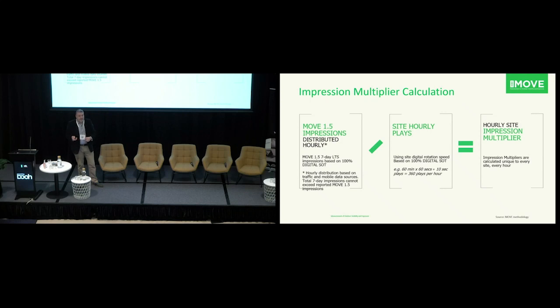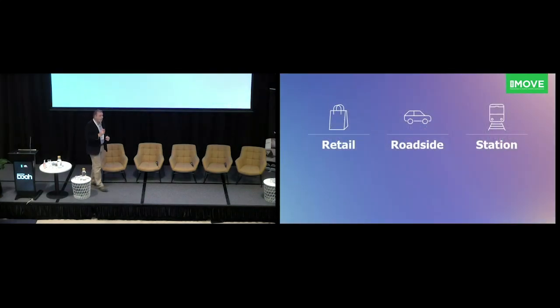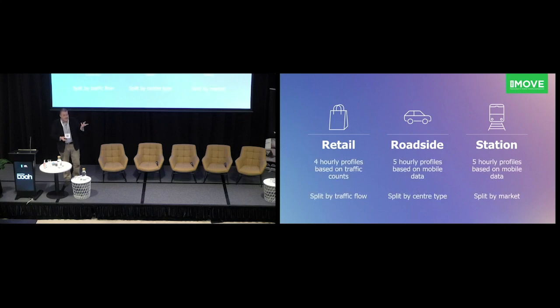That is the impression multiplier formula. At the moment, in Move 1.5, we have developed impression multiplier metrics across these three environments: retail, roadside, and station environments. In developing these profiles, which I'll show some of them in a second, we have 14 in total. In the roadside environment, we have 4 based on traffic counts, covering inbound, outbound, non-directional roads, and CBDs, which are a little bit different.